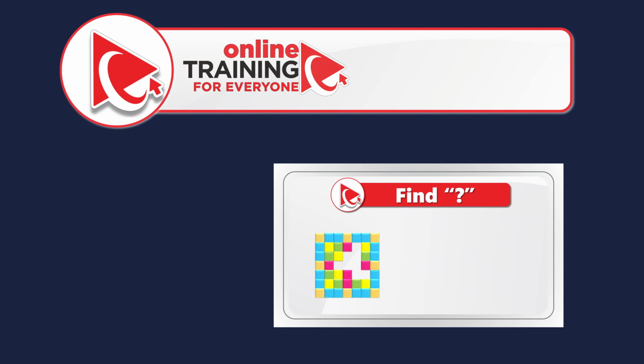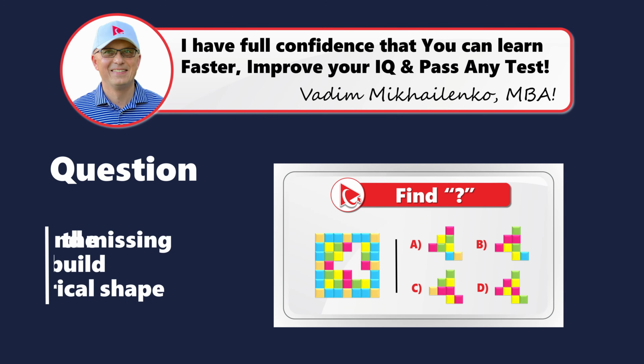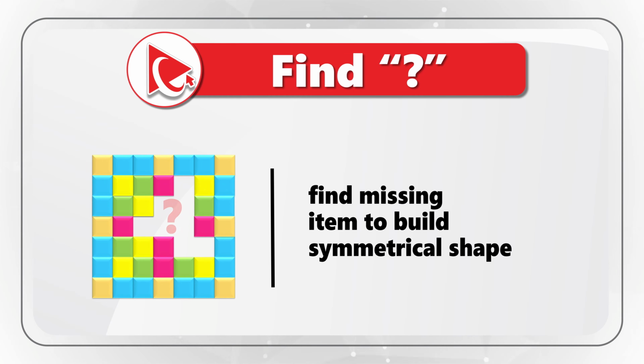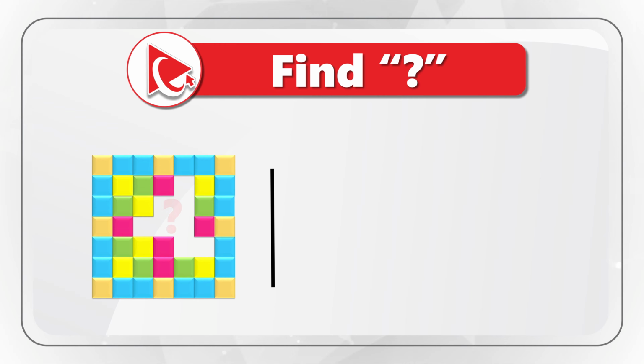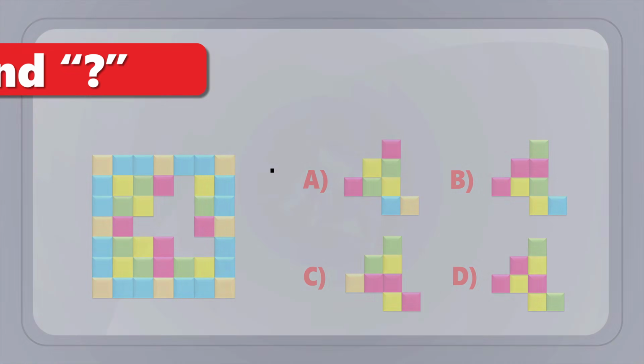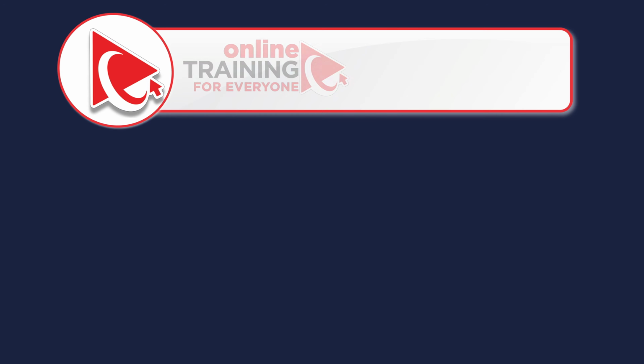Here's a very interesting question to test your spatial reasoning skills. You need to find the missing item, question mark, to build a symmetrical shape. And you're presented with the square that has a gap inside and 4 possible choices. Choices A, B, C, and D. Take a close look to see if you can select the right answer.